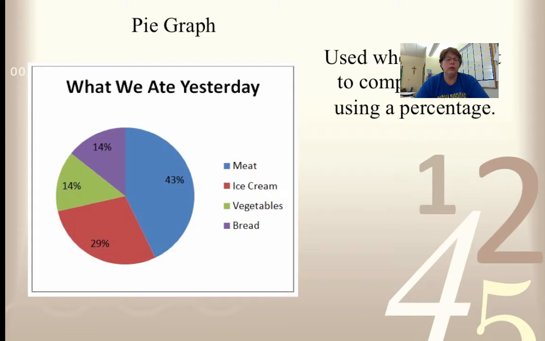So if they ate 10 meals, 40% of the time, or 4 of the meals, would have had meat in them, 4 out of 10 meals. And they ate ice cream 29% of the time. Boy, would I like to have ice cream 29% of the time. That's an awful lot. They didn't eat very much bread or very many vegetables. So this was an easy way to see what a family or a person ate in a certain day. This is also used for a short period of time, not over an entire year, though it could be over an entire year if you wanted to do that.